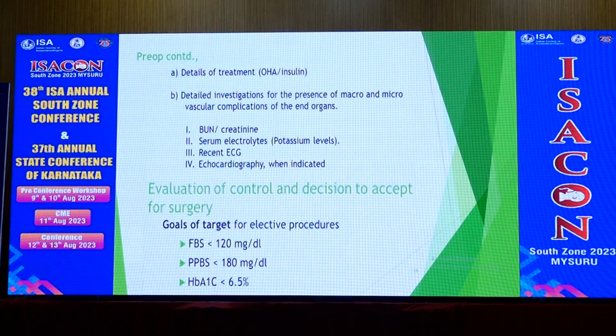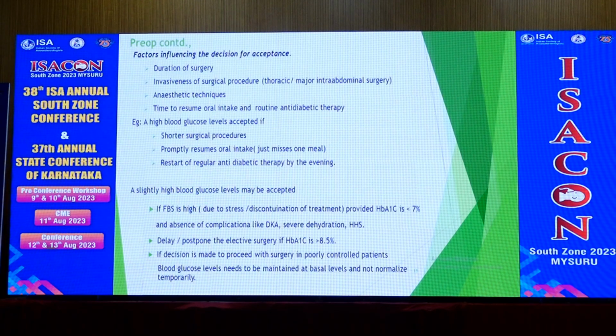So, what should be the goals to accept the patients for surgery? For an elective procedure, the ideal goals are FBS less than 120 and PPBS less than 180 milligram per deciliter, and HbA1c ideally less than 6.5%.